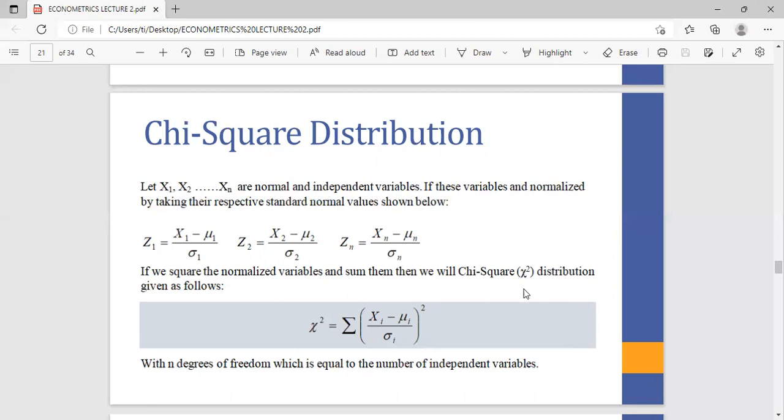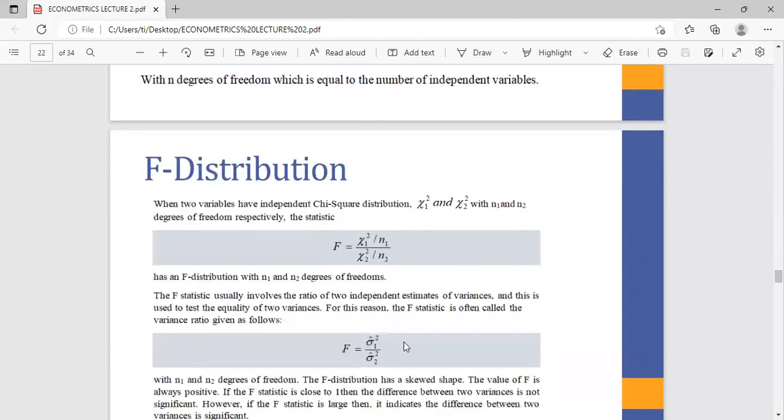Fine. So here, another important distribution is the F distribution. All the four distributions which we have discussed so far are somewhat related. When two variables have independent chi-square distributions with n1 and n2 degrees of freedom respectively, then the ratio of these is nothing but the F distribution with n1 degrees of freedom in the numerator and n2 degrees of freedom in the denominator. This is your F statistic.